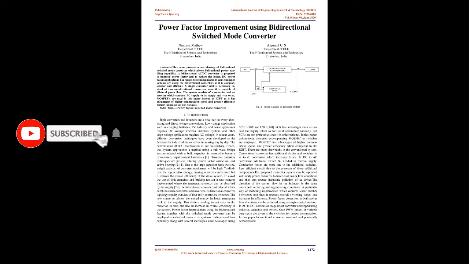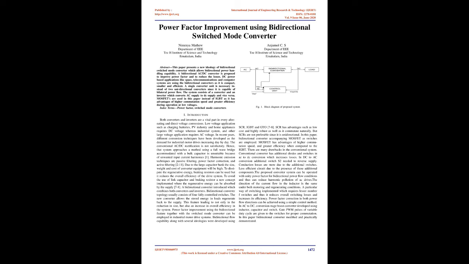Hence, a method using a full wave bridge accommodated with a bulk capacitor is unsuitable because of unwanted input current harmonics. Harmonic emission techniques are passive filtering, power factor correction, and active filtering. Due to the large capacitor bank, the size, weight, and cost of converter equipment will be high. To dissipate the regenerative energy, braking resistors can be used, but it reduces the overall efficiency of the drive system.